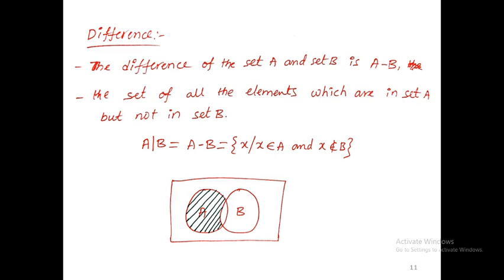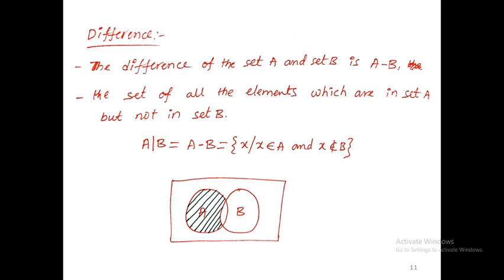Then difference. The difference of set A and set B is A minus B: the set of all the elements which are in set A but not in set B. Difference means all the elements which belong to set A only, not to set B. The set theoretic equation for A minus B can be represented as x such that x belongs to A and x does not belong to B.